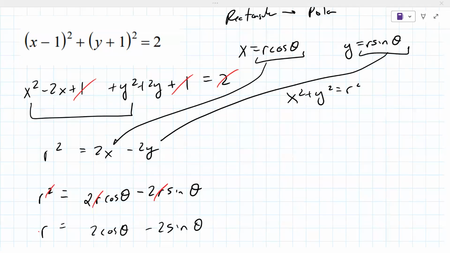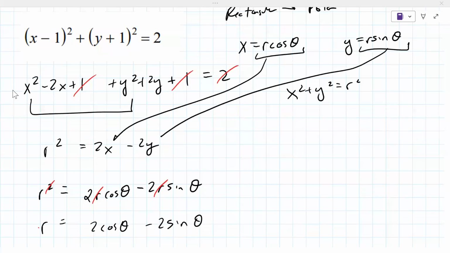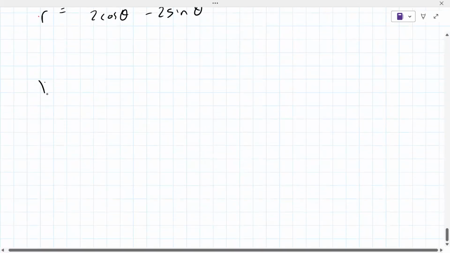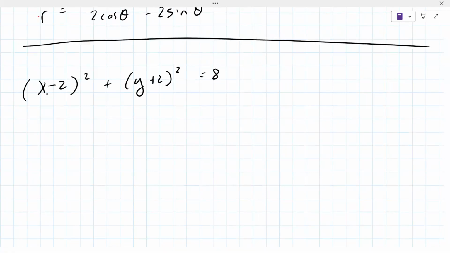All right, you ready to try one on your own? Be a lot like this. Sure. Okay. (x minus 2) squared plus (y plus 2) squared equals 8. You definitely want to expand first like I did.